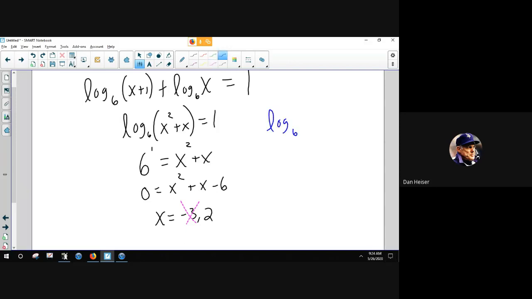Log base 6 of -3. In other words, 6 to what power equals a -3? What power of 6 equals a negative number? There's a power of 6 that is equal to 3. It's not a nice number, but there is a number. What power of positive 6 equals -3? There is none.